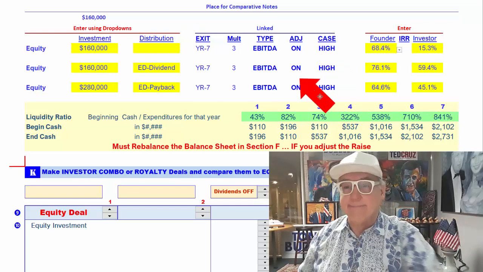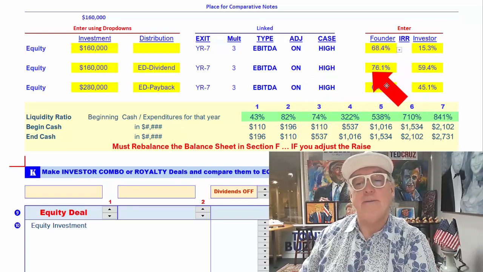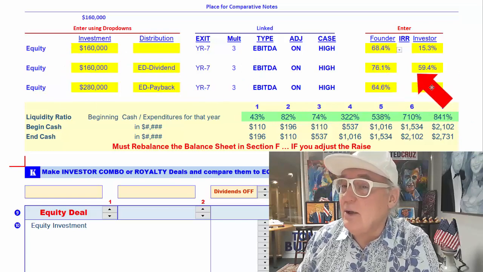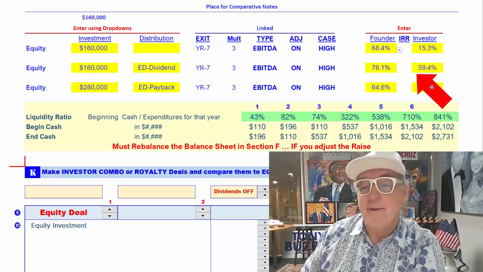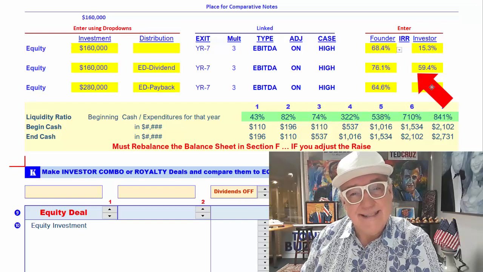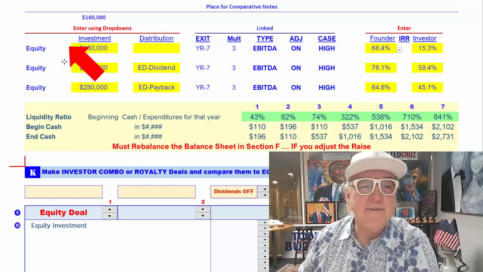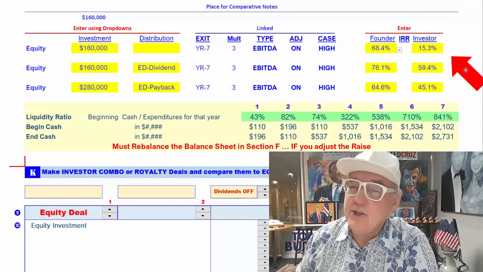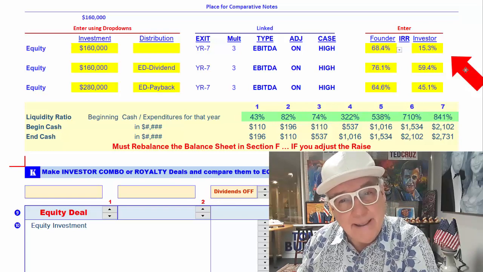I know you're smart. This one shows that we have a 76% founder internal rate of return by virtue of getting some dividends. And look what happened to the investor. He went from 15% to 59%. Now that is significant. Remember, it's the same money, it's just being paid out earlier. In this first case, you wait the whole 7 years. At the very end, they distribute all that cash prorated to your stake in the company.